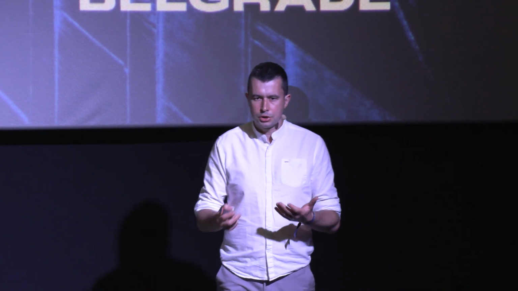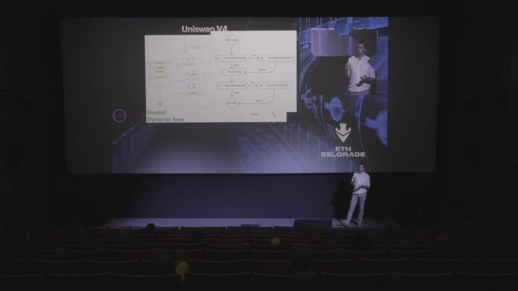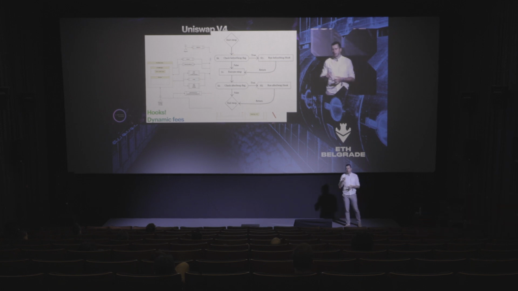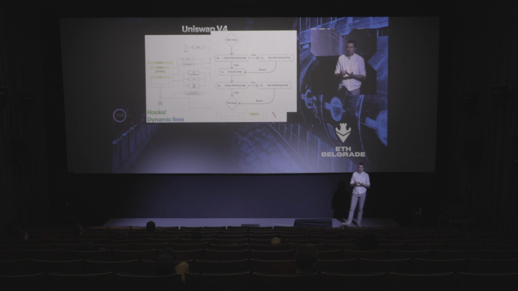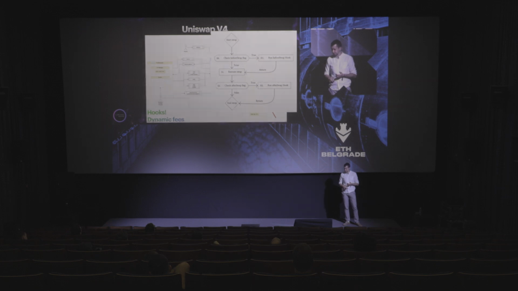So the logic behind the hook functions is very simple. Each pool has some flags defined, and you define them at the beginning, when you initialize the pool. And each flag says, should I call before swap? Should I call after swap? And if I should, by I mean the pool manager, then it will call the hook contract's specific function. Like in this example, it's the before swap function.